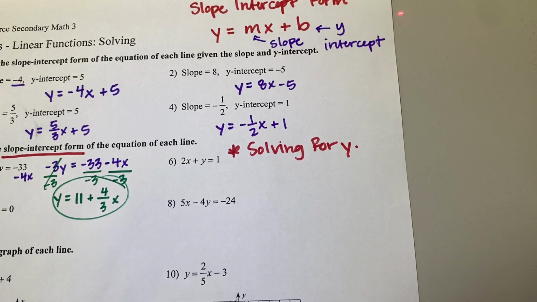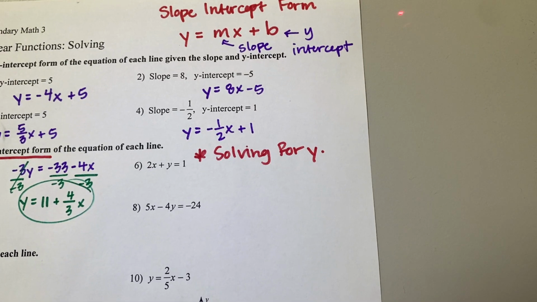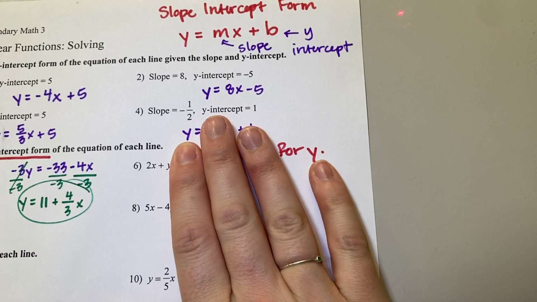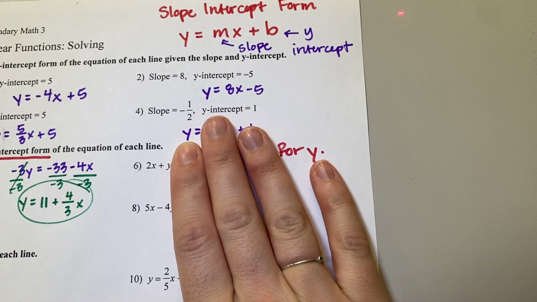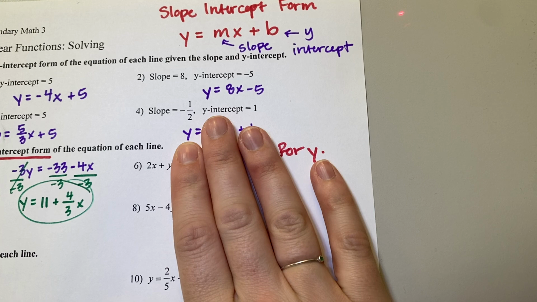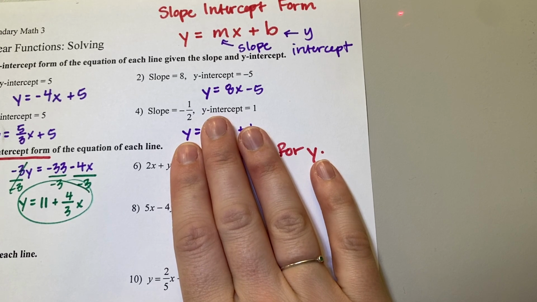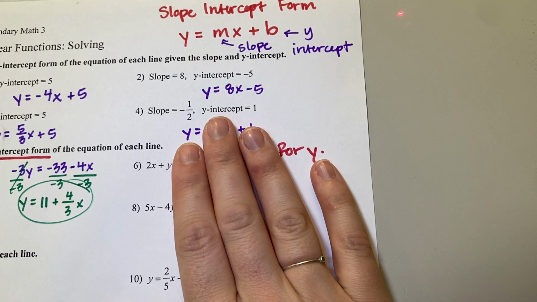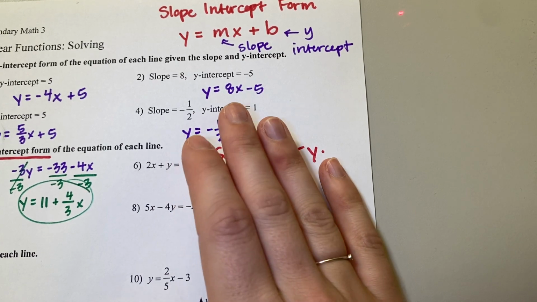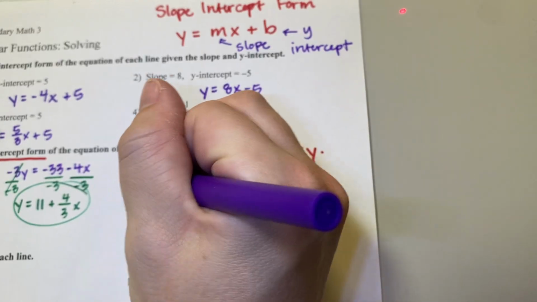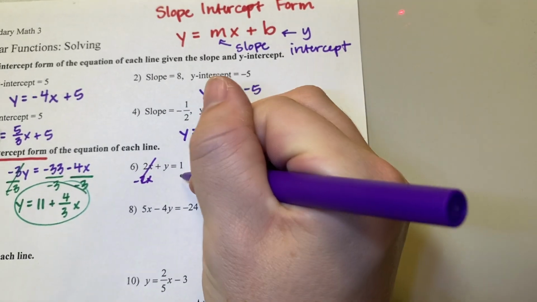Okay, let's do it again for number 6. I need my y to be all by itself, so look at the side with my y. What do I need to move first? Just the 2? The 2x, that whole piece. How do I move a positive 2x? Kelly? Negative 2x. Love it. Negative 2x. That gets rid of it on that side.